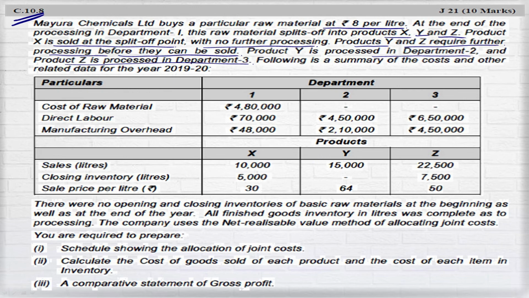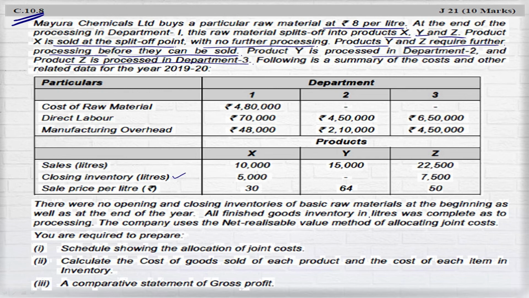Sales of X, Y and Z: 10,000 liters, 15,000 liters and 22,500. Closing inventory 5,000, 7,500. Sales price per unit 30, 64 and 50. There was no opening and closing inventory of basic raw material at the beginning as well as at the end of the year. So there was no opening and closing inventory of raw material. This closing inventory is for finished goods.